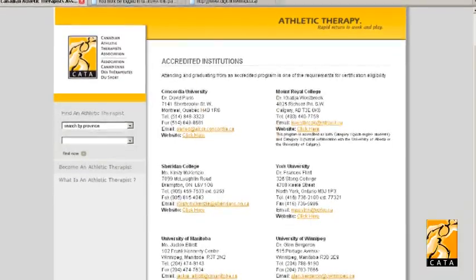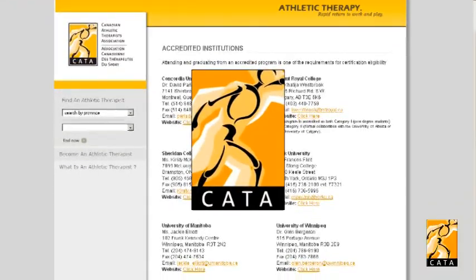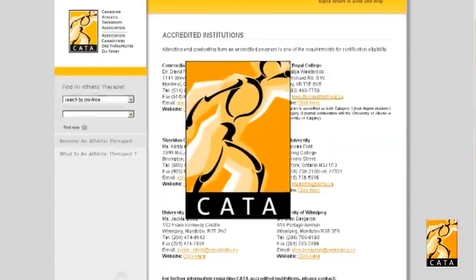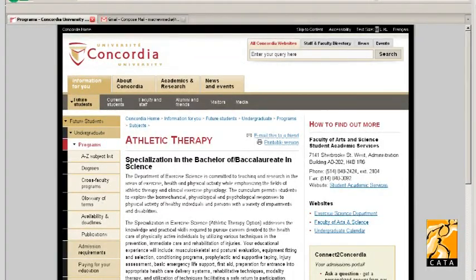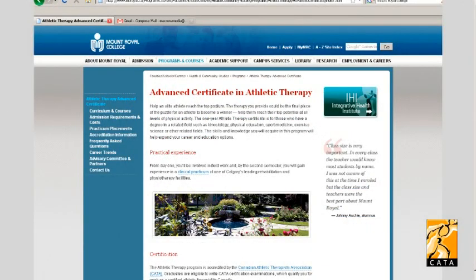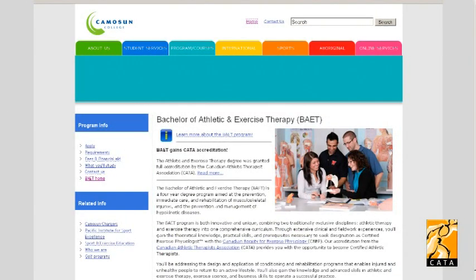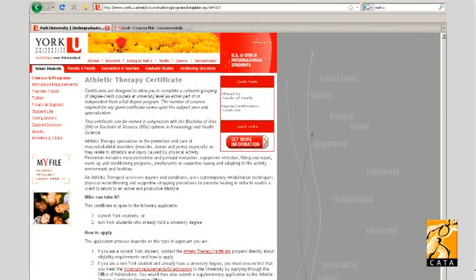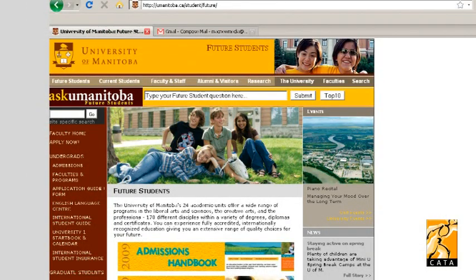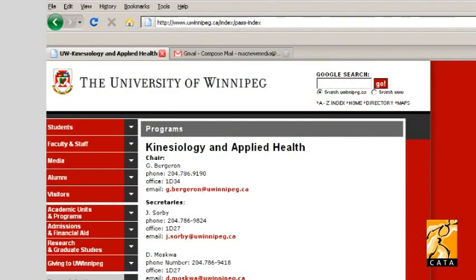You can become certified through any accredited program at a university in Canada. Currently, there are 7 accredited institutions in Canada where you can become a certified athletic therapist. These include Concordia University in Montreal, Mount Royal College in Calgary, Camosun College in Victoria, BC, Sheridan College in Brampton, York University in North York, and in Winnipeg, the University of Manitoba and the University of Winnipeg.